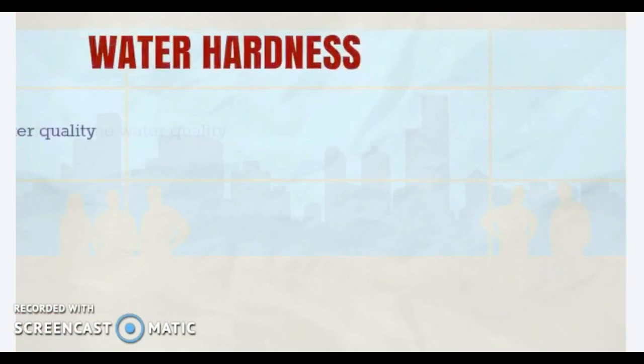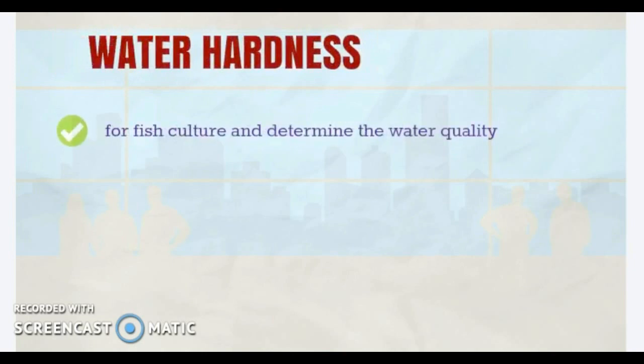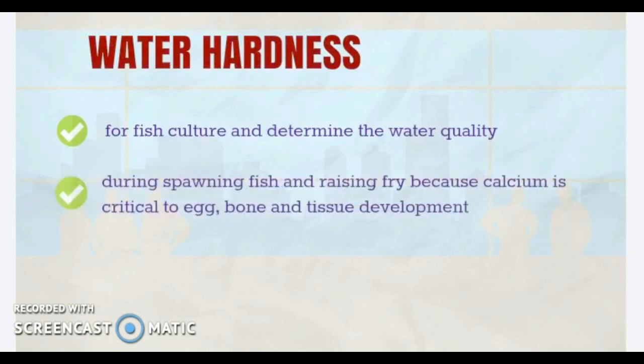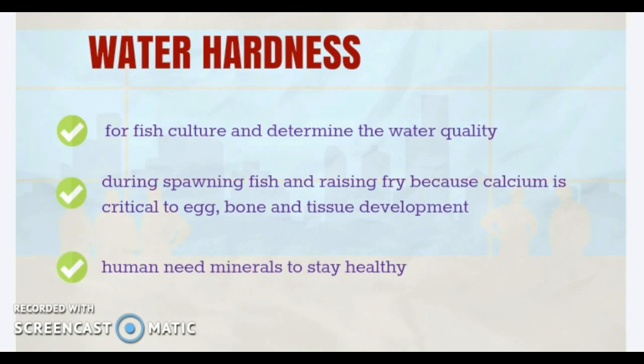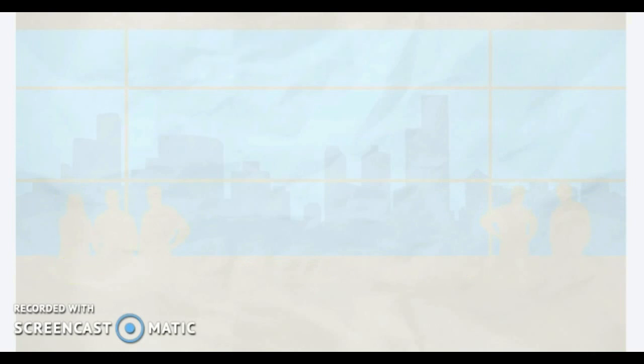There are several important things about water hardness. First, it is used for fish culture and to determine the water quality. Second, during fish spawning and rearing fry, calcium is critical to egg, bone, and tissue development. Third, humans also need minerals to stay healthy.